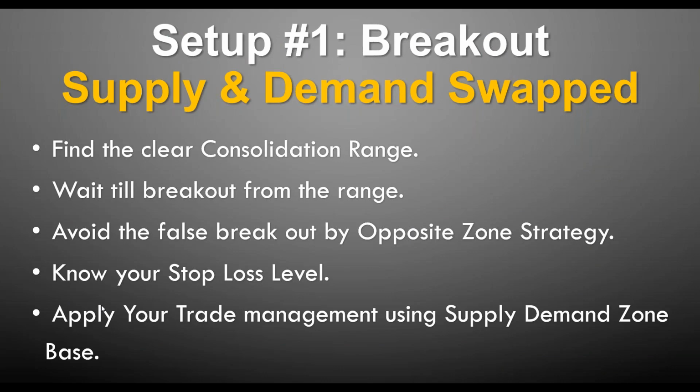Okay, so here's the high level, but I will go through live charts pretty soon. Please understand the simple rules: find the clear consolidation range. Wait till you see the consolidation range clearly forming the top and bottom. Wait for the breakout from the range. To avoid a false breakout, we need to wait for the opposite zone to form. Sometimes you can't understand by the bullet points. When I show it in the chart, you'll understand with much better clarity.